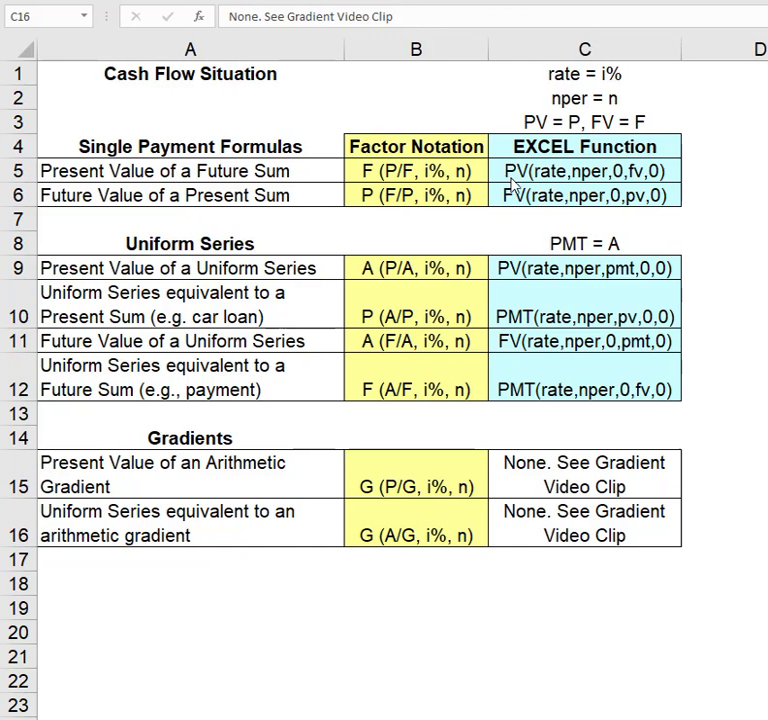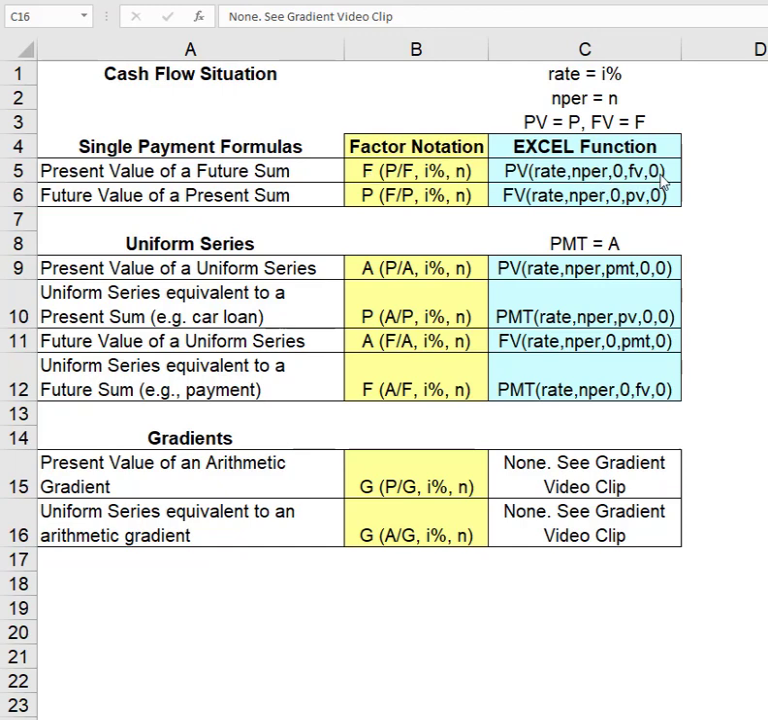So the equivalent present value version of the Excel function has 5 arguments, and we put in rate, which is the same as i, the periodic interest rate. Nper is the number of periods. The next field is the payment field, but we don't have any payments yet, so that's 0, then a comma. Then FV is the future value, so that's equivalent to the F cash flow in the factor notation.